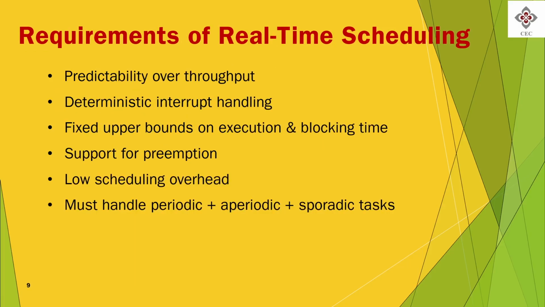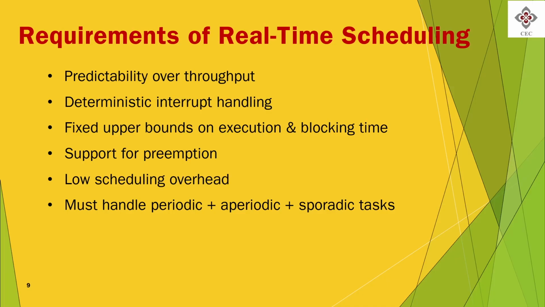The basic requirements of real time scheduling: predictability over throughput. We have to predict what we are going to achieve rather than being much bothered about throughput performance. Deterministic interrupt handling. We cannot accept indefinite interrupts occurring in the system, because interrupts will consume a lot of time and the deterministic approach of real time systems will be broken. So, we have to handle interrupts in such a way that they do not affect the time at which we have determined to complete the process.